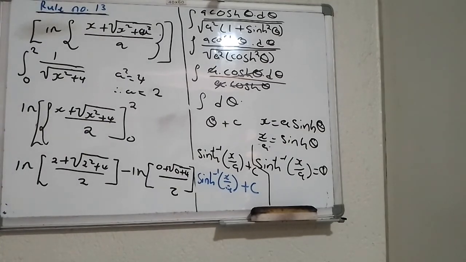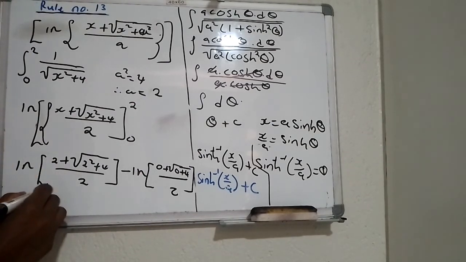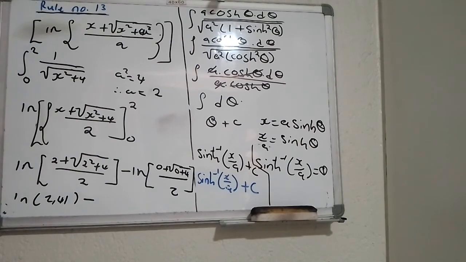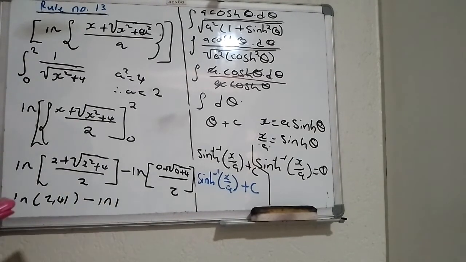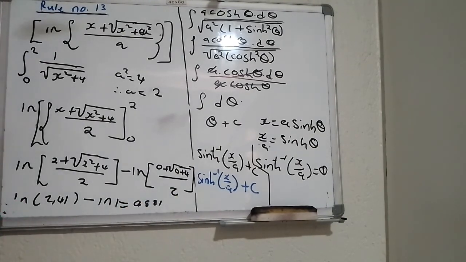When I punch this one, I'm going to get ln of 2.41, minus, when I punch this one, ln of 1. Then all together they give me 0.881. That is my solution. As far as rule number 13, we are done.